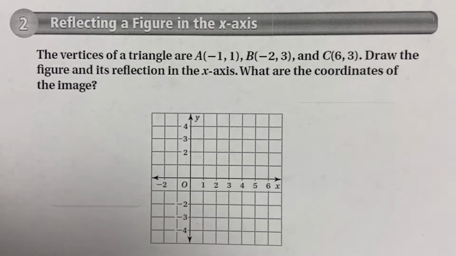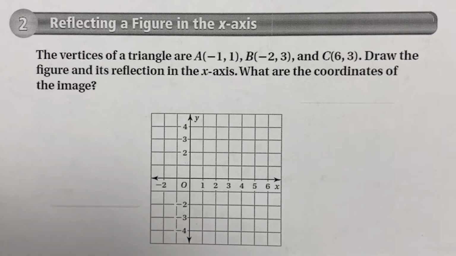Today we're going to be talking about reflecting a figure in the x-axis. We're told that the vertices of a triangle are -1, 1, -2, 3, and 6, 3. Draw the figure and its reflection in the x-axis.